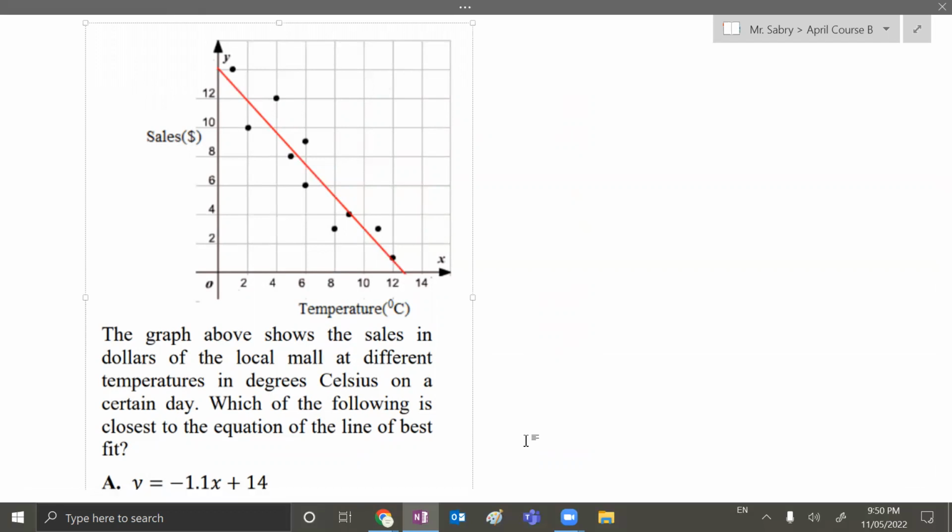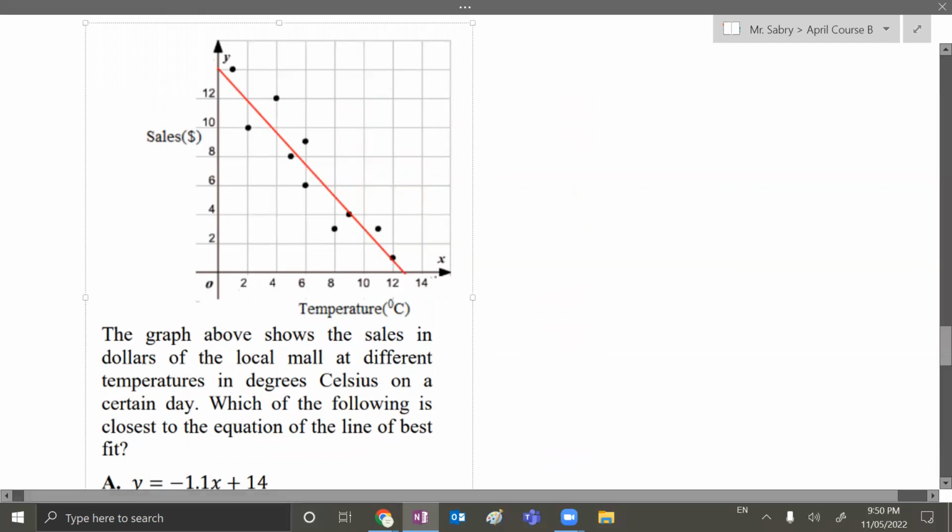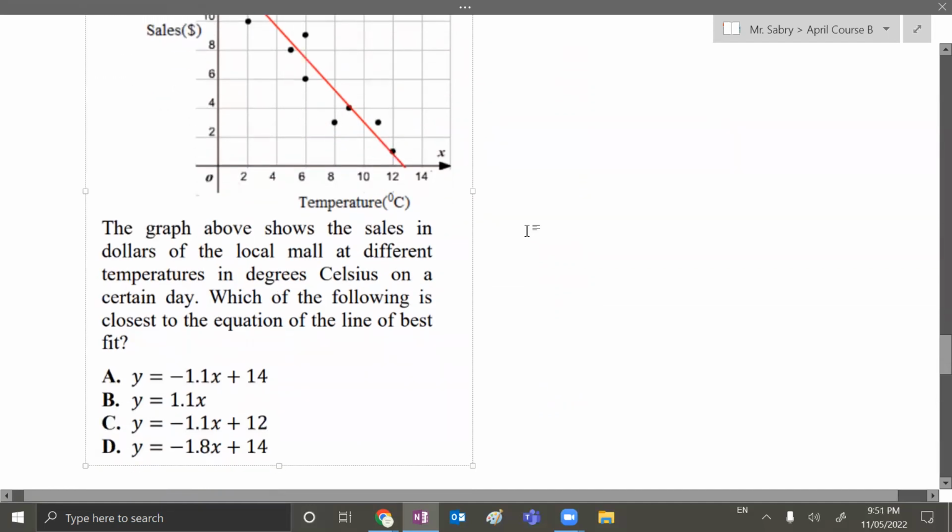Now, if we're checking the first question, this was an application of the line of best fit that we were just discussing. So let's see how this works. It says the graph above shows the sales in dollars of the local mall at different temperatures in degrees Celsius on a certain day. Which of the following is closest to the equation of the line of best fit?